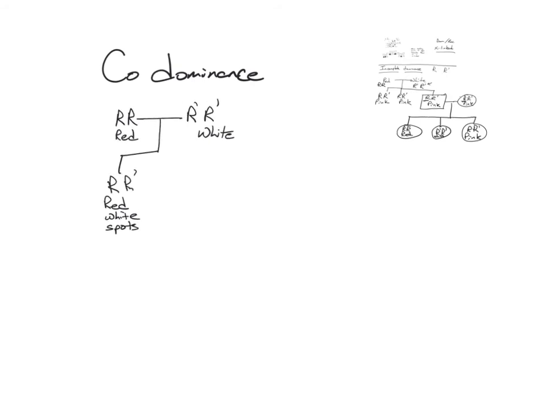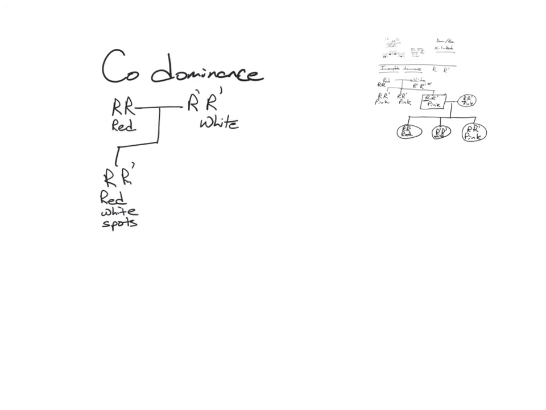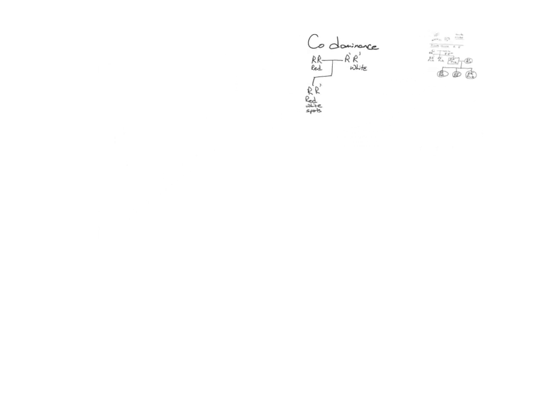Blood type has a little bit of this mixed in. Blood type's a little confusing, so we're going to look at blood type in just a minute. Blood type is actually a combination of multiple alleles and co-dominance.